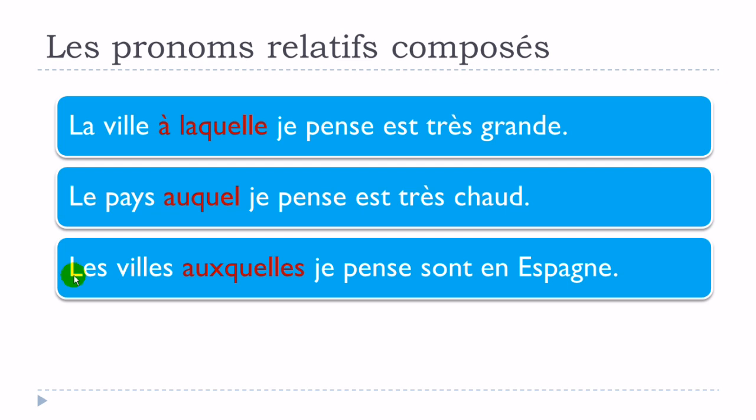Then, feminine again, and then the plural form, les villes auxquelles je pense. Keep in mind that here, if you look carefully, this verb, être, is directly connected with the subject. So it's les villes, the subject. As you've got the plural form, your verb should be put in the plural: sont en Espagne. Les villes auxquelles je pense sont en Espagne.